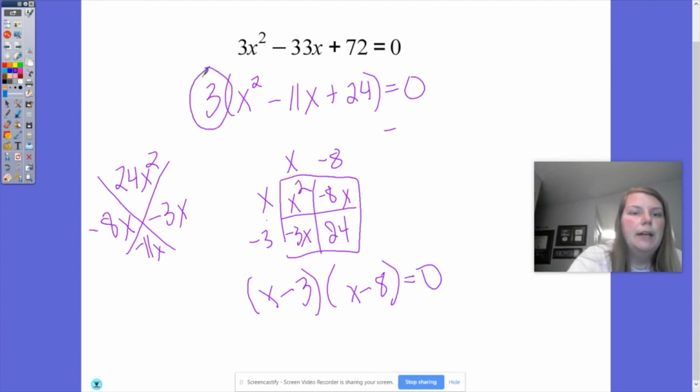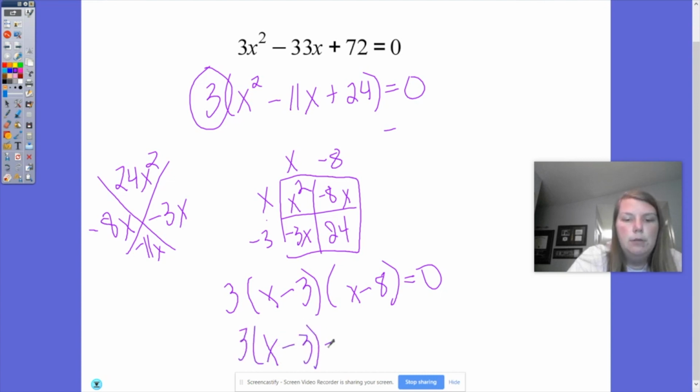But we cannot forget about that 3 that's out in front. It is important as far as naming the factors. And then we can finish out this problem. We want to set each of those equal to 0. So 3 times x minus 3 equals 0, and then x minus 8 equals 0.